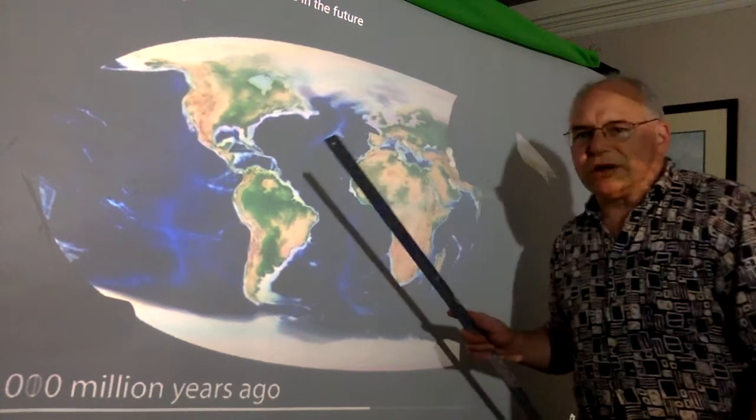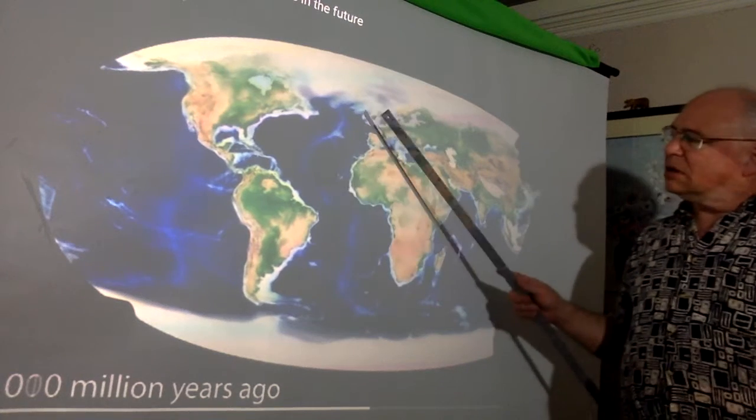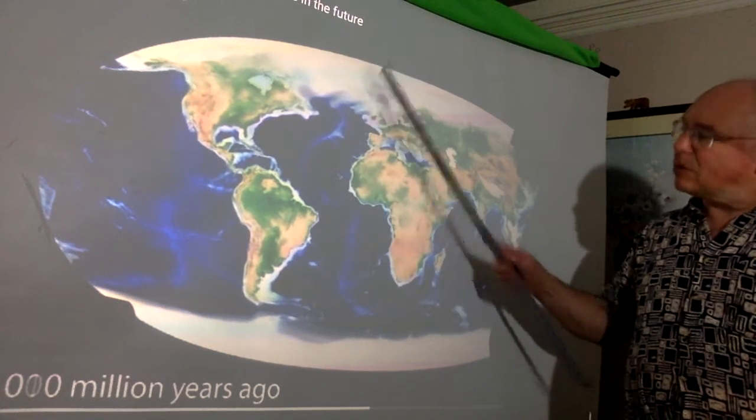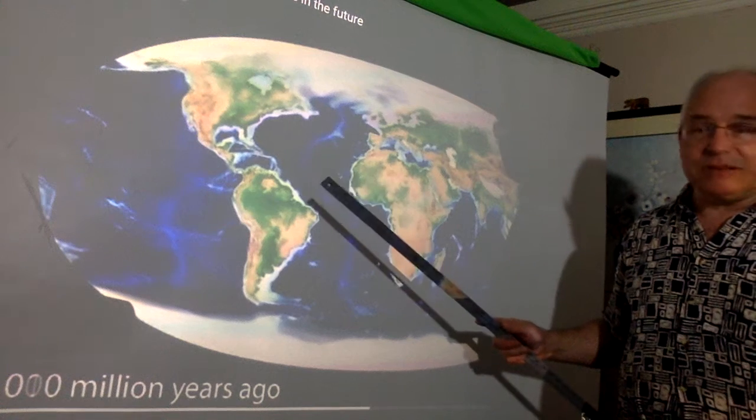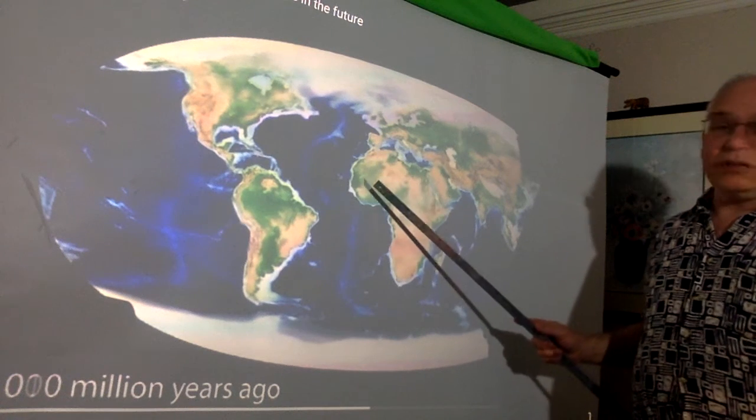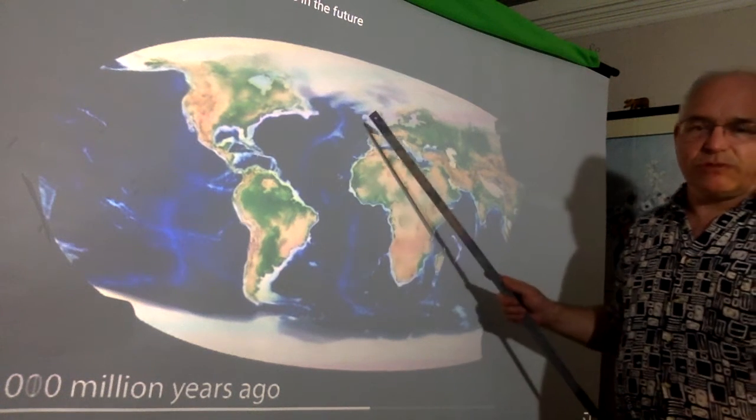Fourth piece of evidence was finding tropical fossils in polar areas. It's like, how could that happen? He figured they had to have been originally in tropical areas and then moved there.